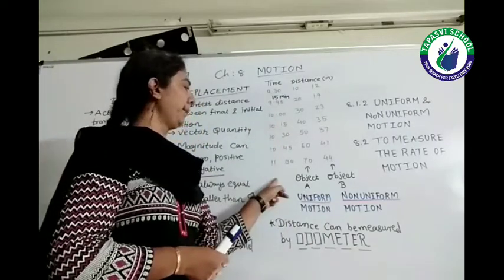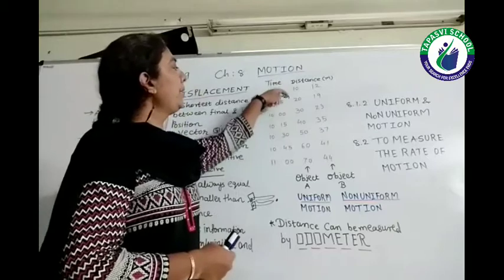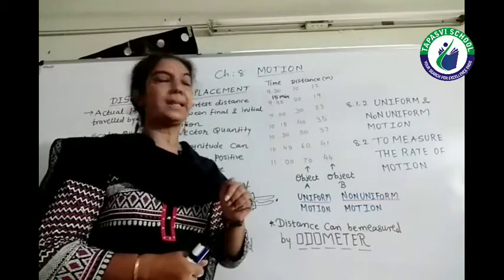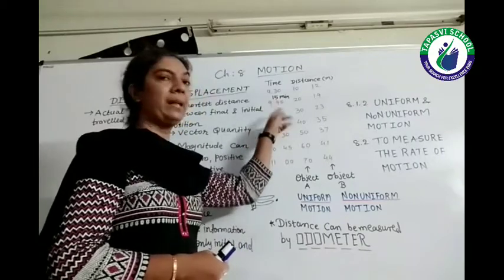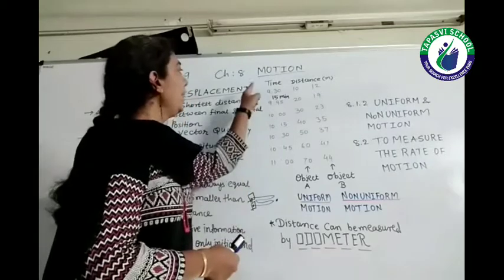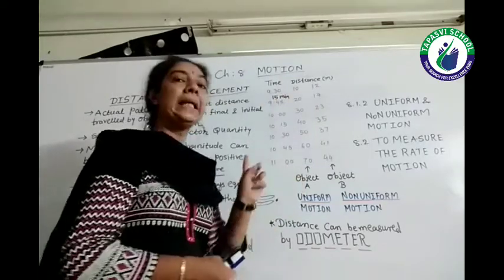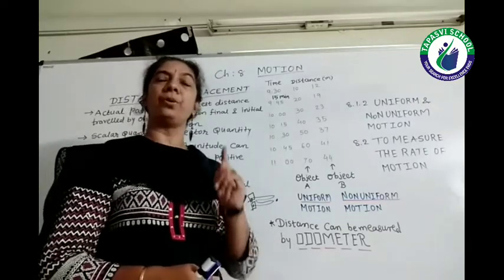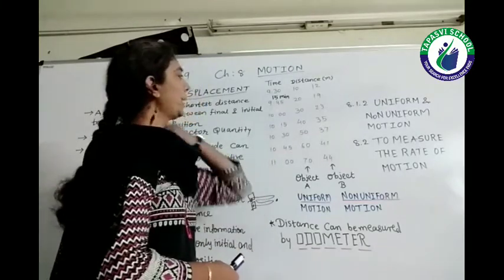In this uniform time, object A is traveling 10 meter, 20 meter, 30 meter, 40 meter, 50 meter, 60 meter. It means in every 15 minutes, object A is traveling 10 meter, 10 meter, 10 meter, 10 meter. So, in uniform time intervals, the object is traveling equal distances, and this type of motion is known as uniform motion. Now what about object B?